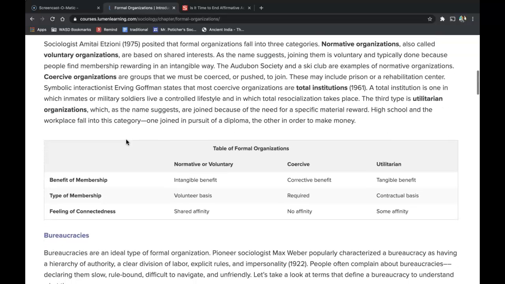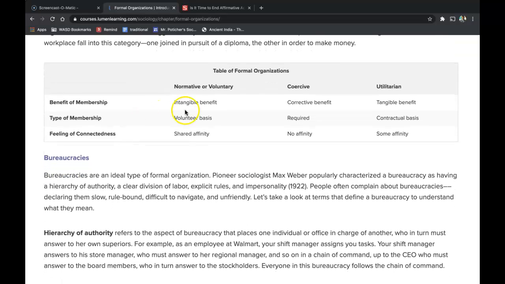So here's a chart that you can draw on for reference later on about the table of formal organizations. Once again, the benefit of membership here is an intangible benefit, a coercive benefit, and a tangible benefit, based off of the different ways and means by which these organizations are formed. Same thing with memberships and, of course, the feeling of connectedness that you have to that social group.